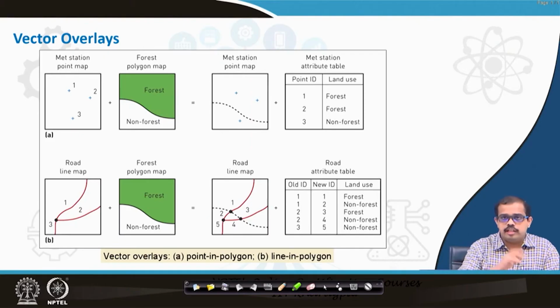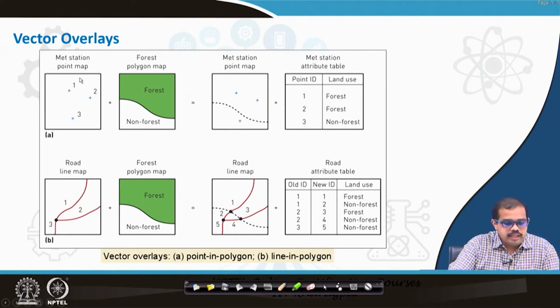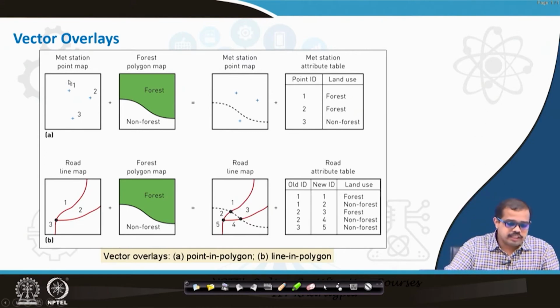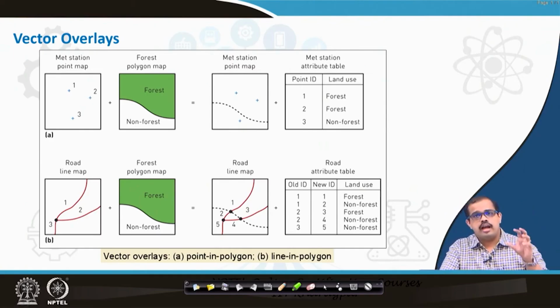I have discussed already the point in polygon. This example gives you exactly the details of how you can look at a planning map. Now, there is a meteorological station point map in these 3 regions. Now, I want to know what is the rainfall in that particular region and what is its corresponding class in that particular region. These are the 3 meteorological stations. I have attribute data attached to it which has the amount of rainfall in that particular region.